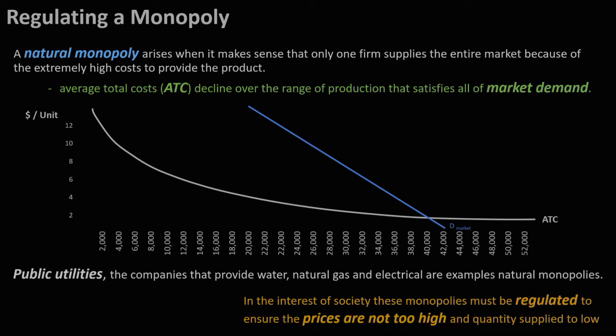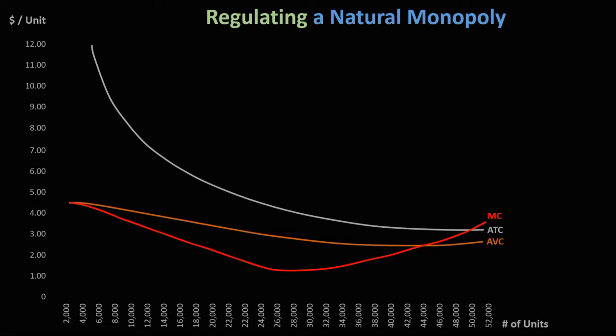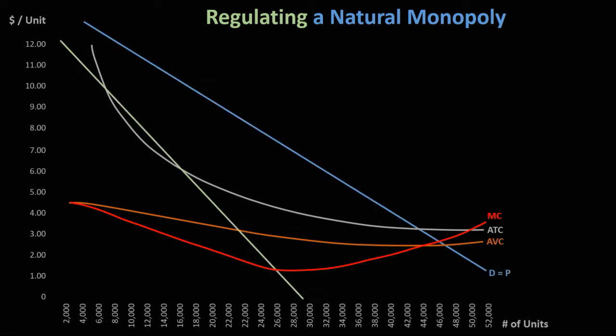However, if they're left unregulated, they will have a temptation to act like a monopoly and end up charging a price that is too high for society. So let's take a look at how exactly we can regulate that monopoly. Again, we've got our average total cost curve, our variable cost curve, our marginal cost curve, our demand equals price, and our marginal revenue.